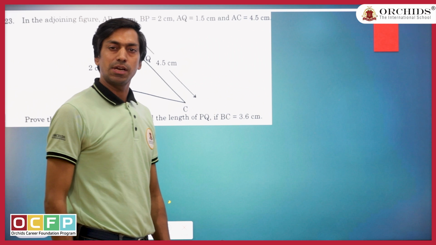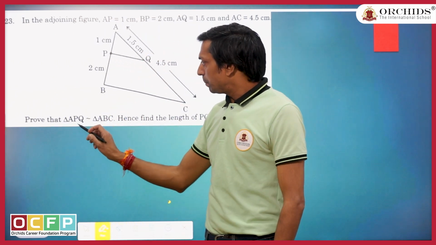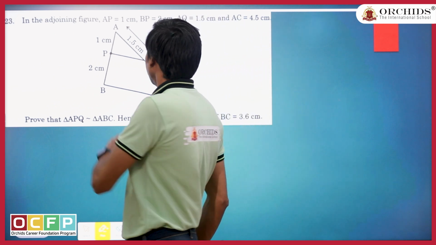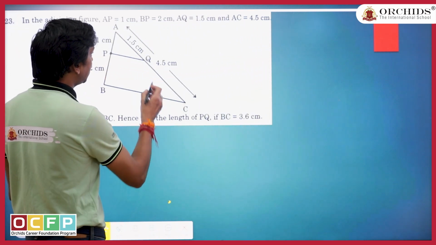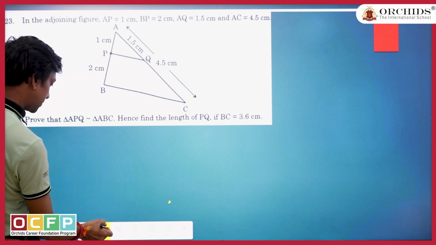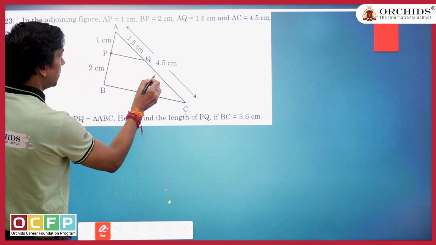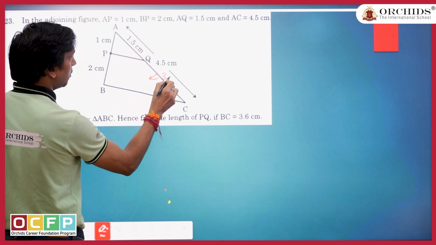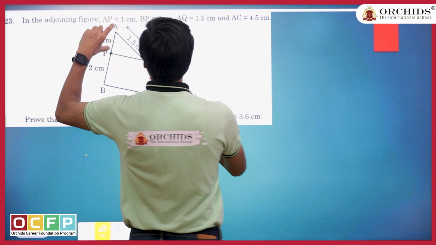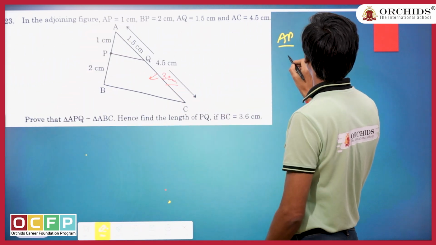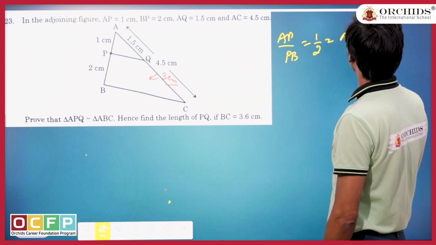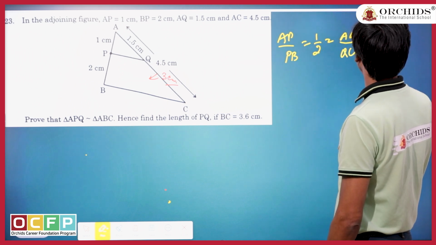So in this question, we have to prove first of all that triangle APQ is similar to triangle ABC, and also we need to find the length PQ. For that, the sides are given, so if I slightly manipulate these sides, what will I get for the QC length? The QC length will be equal to 4.5 minus 1.5, which is 3 centimeters. Now if I use the ratios of the sides, AP upon PB is equal to what? 1 by 2, and that is equal to AQ upon QC. If I calculate these ratios, both are equal.